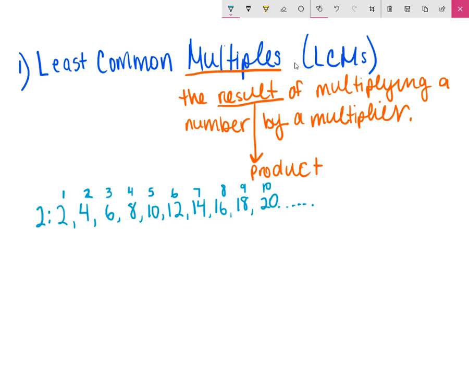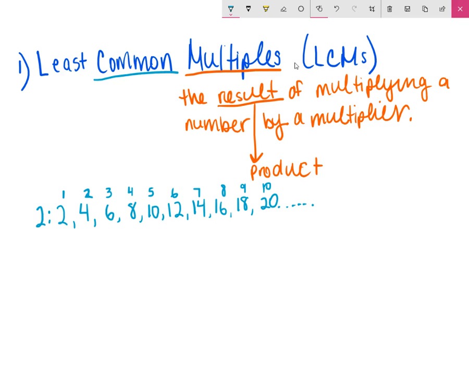So multiples, we got that down. Now let's look at the word common. When we think of something we have in common, let's think of 2 people who brought lunch to school. If they have something in common, then they may have both brought a juice. They have a juice in common. They may have both brought a fork. They have a fork in common. So it's basically what 2 things or people both possess. So if we are talking about something that 2 things or people have in common, then that means we're comparing two or more.